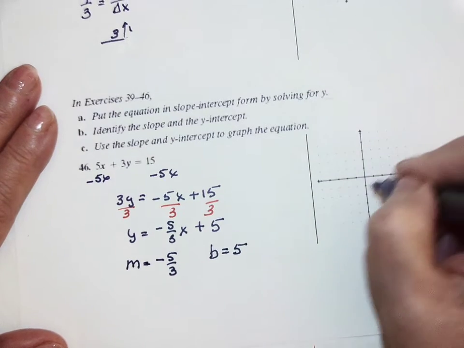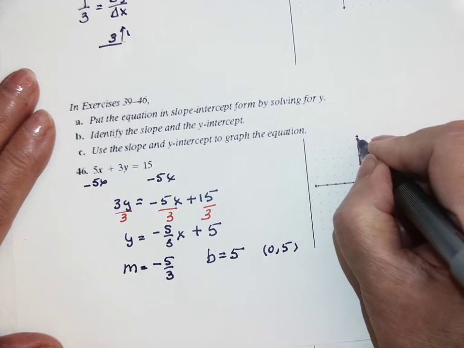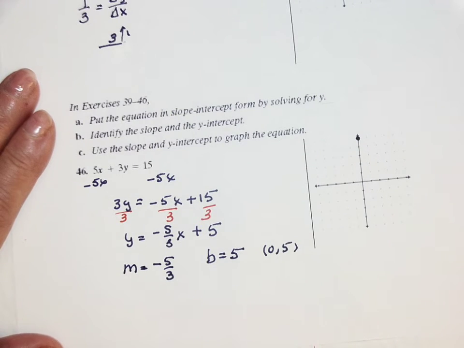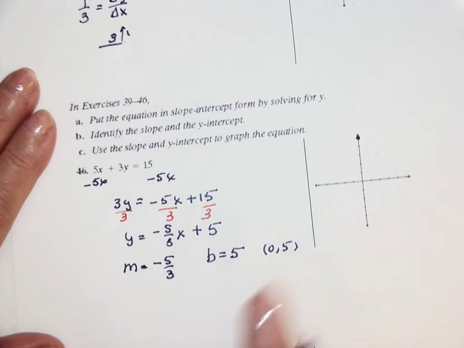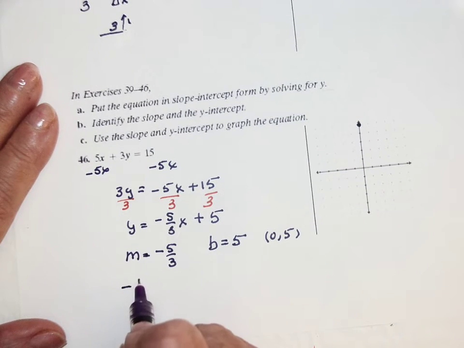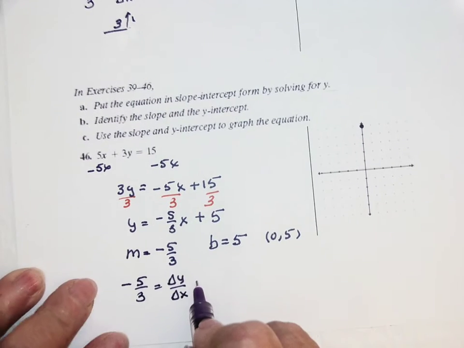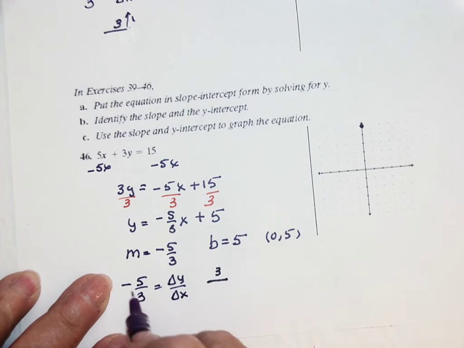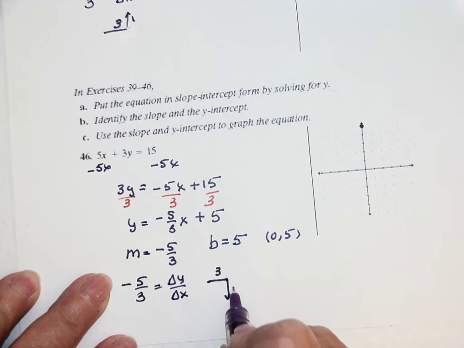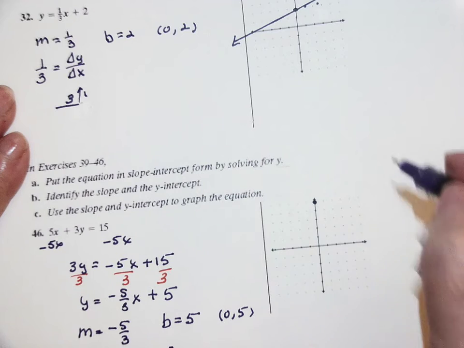Now I've got to be very careful, because remember this is 0, 5, so I'm now at the tippy top of my graph paper. So that means I don't want any movement up. Any movement I need is going to go down. So remember that negative 5/3 is change in y over change in x. So that means that I'm going to go over 3, and 5 is going to be negative, so I'm going to go down 5 to give me my second point in the line.